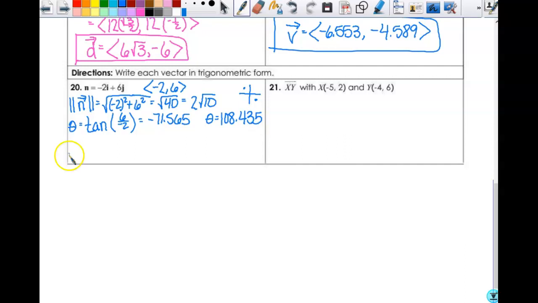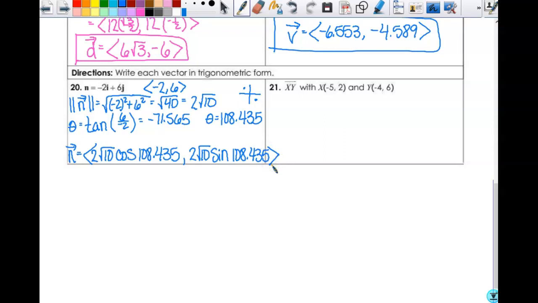So my vector in trigonometric form is going to be 2 square root of 10 times the cosine of 108.435, and then 2 square root of 10 times the sine of 108.435.